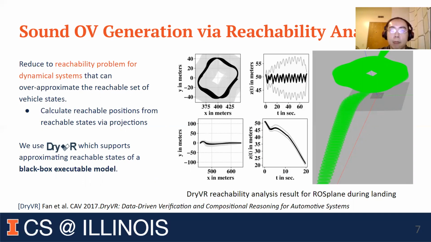shows the reachability analysis result for ROS plane, which is a fixed wing plane model, when it is loitering and when it is descending. And we use the Gazebo generated simulation trace to calculate the reachable sets. And as you can see, DryVR can learn results even with a small amount of noise and disturbance that is introduced in the simulation.